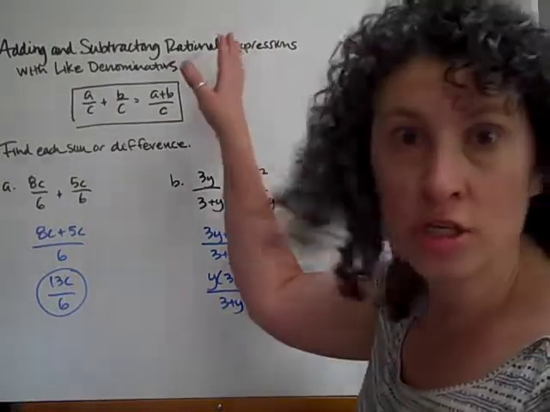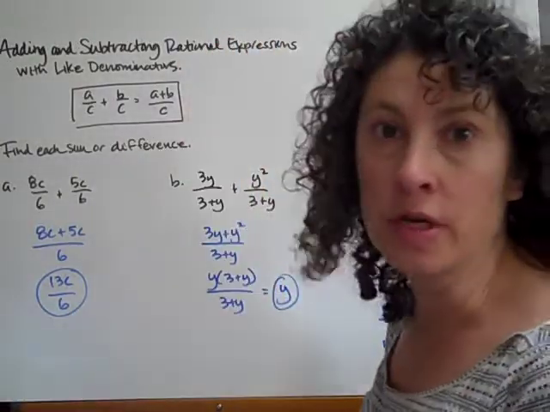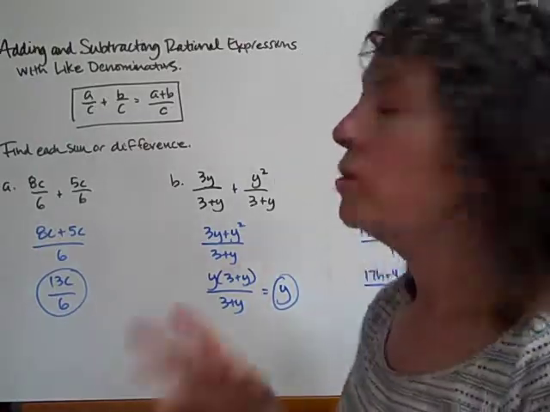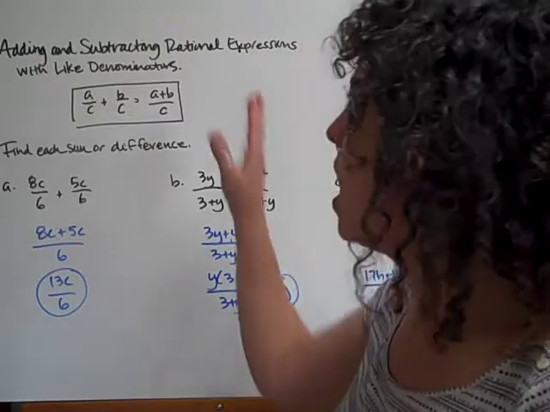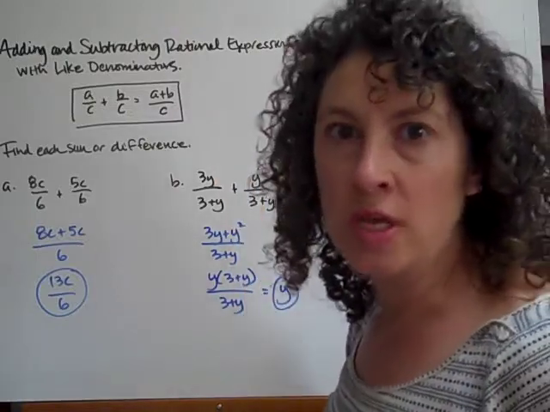Adding and subtracting rational expressions with like denominators. So we're thinking fractions here. We've worked with multiplying and dividing, pretty straightforward. We don't need to have common denominators there. However, when we add and subtract, we do need to have common denominators.